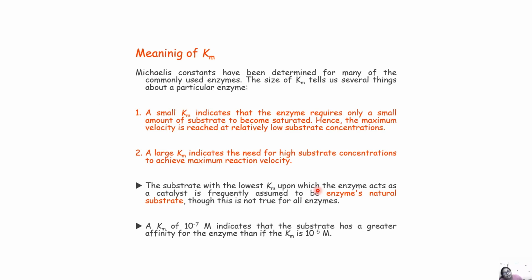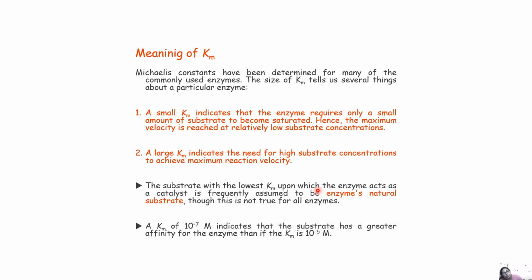It has been determined for many of the commonly used enzymes. The size of Km will tell us several things about a particular enzyme. A small Km will indicate that the enzyme requires only a small amount of substrate to become saturated. Hence, the maximum velocity is reached at relatively low substrate concentrations. However, a large Km will indicate the need for high substrate concentrations to achieve maximum reaction velocity.